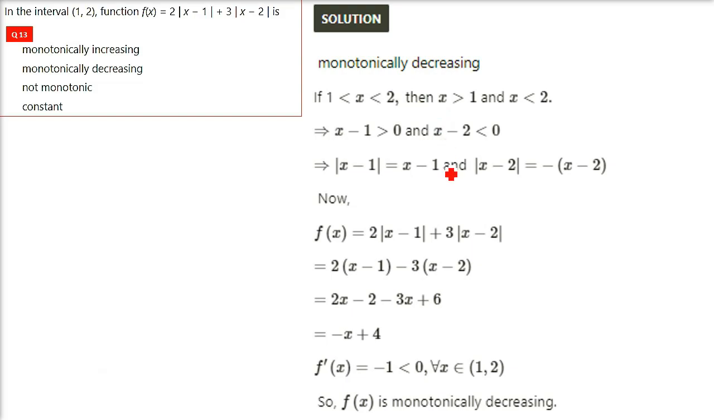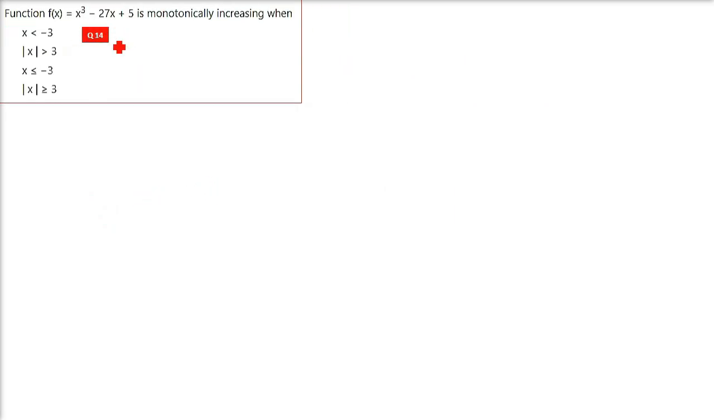This is the whole process you are going to follow. There are certain things which I have added, and you can just draw the diagram and show. It would be very beneficial for you if the diagram is being made. Function f(x) = x cube minus 27x plus 5 is monotonically increasing when?